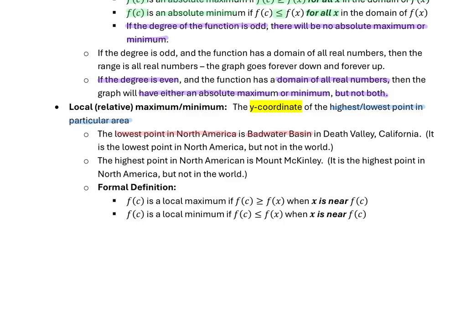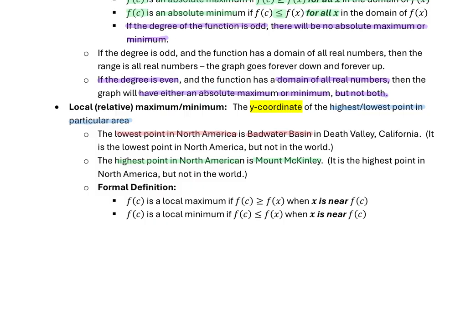The highest point in North America is Mount McKinley. Again, it's the highest point in North America, but not in the entire world. And you can do this for any area on the globe. I picked North America, but you can restrict this even further. If we talk about the El Paso, Las Cruces area, the highest point is going to be at the top of the mountain, and the lowest point could be down by the river. Okay? And so the important thing here is the particular area that we're looking at.